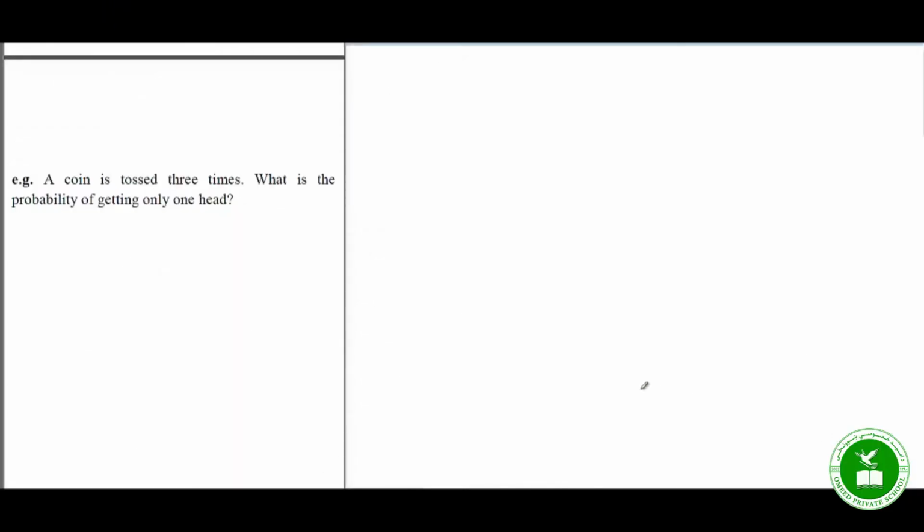Next example, a coin is tossed 3 times. What's the probability of getting only one head? I think we studied the sample space for tossing a coin 3 times in previous examples.